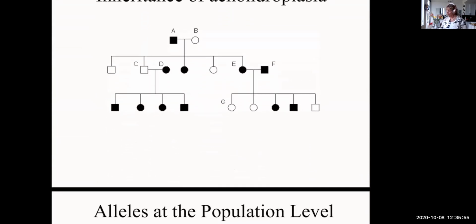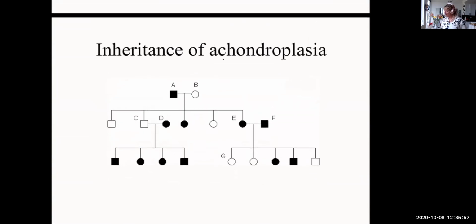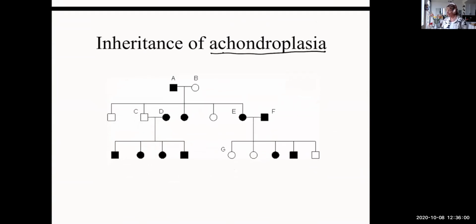Another trait is known as achondroplasia or dwarfism. And what would you say, just guessing, do you think it is a dominant allele or a recessive allele that confers achondroplasia? So all of these individuals are expressing achondroplasia at each generation. What would your guess be? Dominant or recessive?